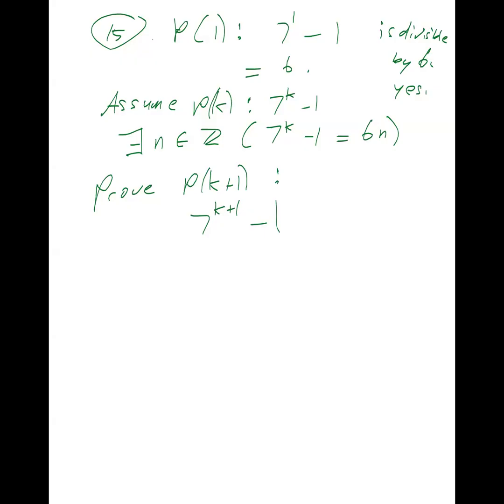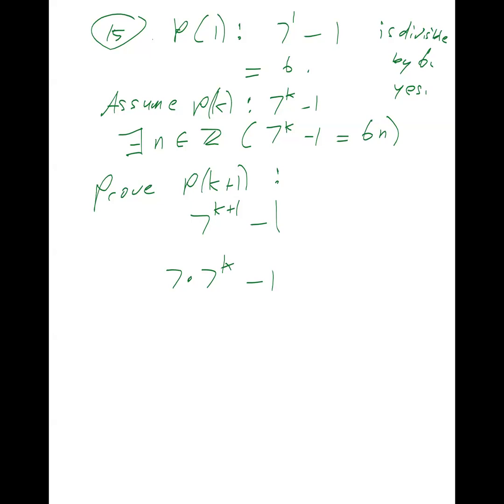Factor out a 7 from the 7 to the k+1. So you have 7 times 7 to the k, minus 1, right? So does that step make sense? Take out one 7 from the 7 to the k+1, because 7 to the k+1 literally just means 7 times 7 to the k.